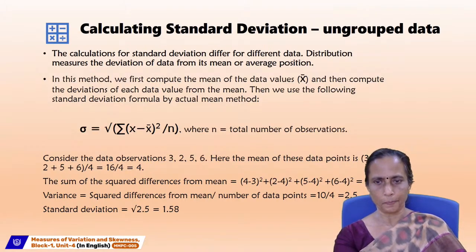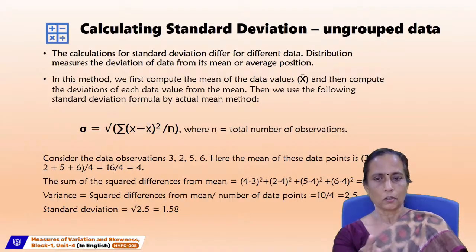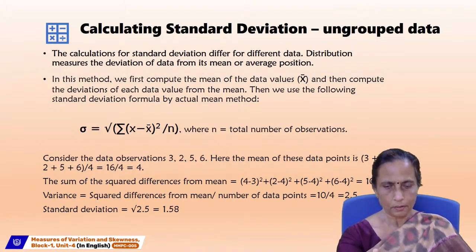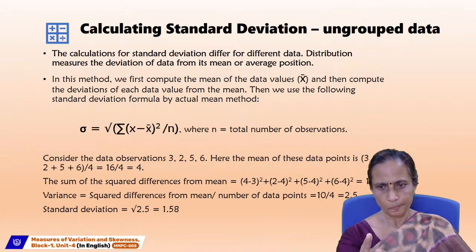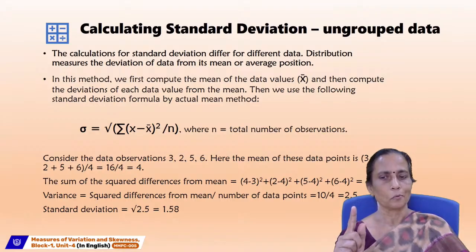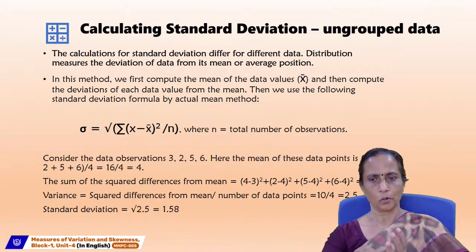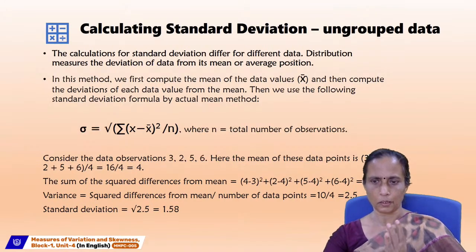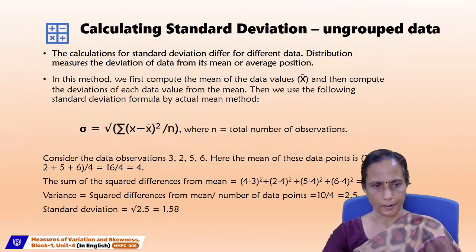And 2 minus 4, 5 minus 4, 6 minus 4. So 1 square, 2 square, it is 1 square and 2 square. That is 1 plus 4 plus 1 plus 4. Okay, 4 plus 1 plus 4 plus 1 plus 4. 8 plus 2 is 10.